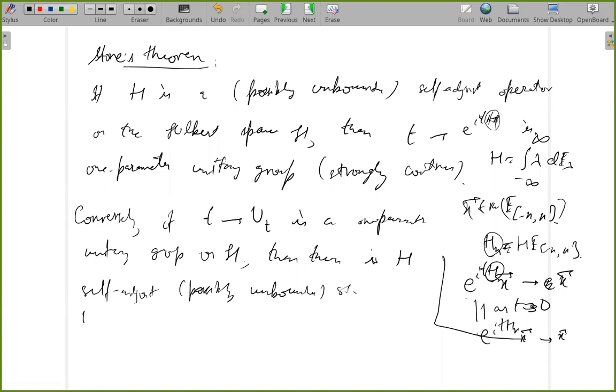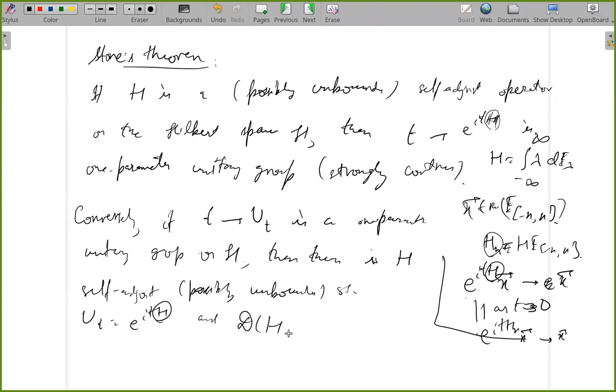Such that U of t, by the way, even if H is unbounded, e to the itH is always going to be bounded because of functional calculus. Even if you take a really big number, when you exponentiate, the modulus is always going to be 1. So this is always going to be a unitary. And there is a little bit more to be said.